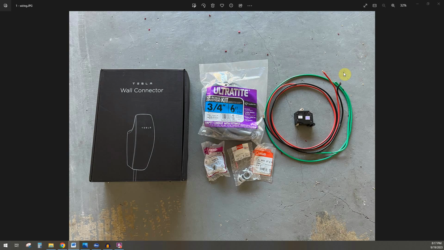Hey guys, today I'm going to tell you some important information about breakers and wiring sizes if you're looking to install a Tesla wall connector. So that information is coming up.